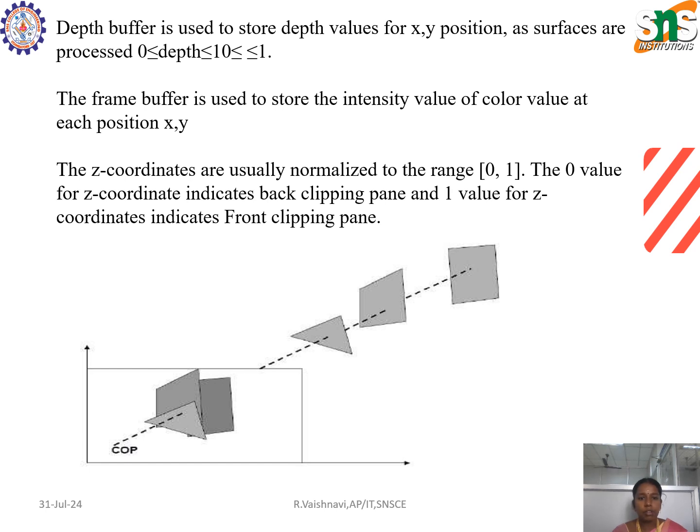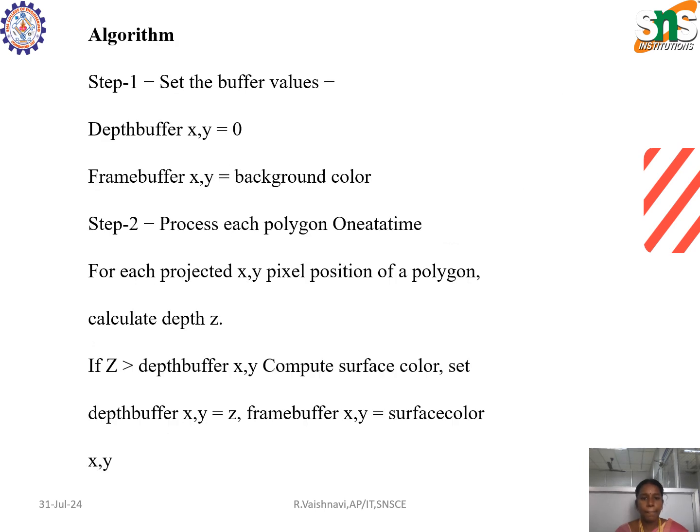And the depth buffer is also used to store the depth values for x, y positions as surfaces are processed, that is 0 less than or equal to depth less than or equal to 1. The frame buffer is used to store the intensity value or color value at each position x, y. And the z coordinates are usually normalized to the range 0 to 1. The 0 value for the z coordinate indicates the back clipping plane and the 1 value for the z coordinate indicates the front clipping plane.